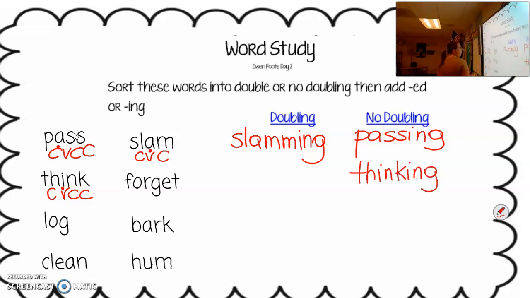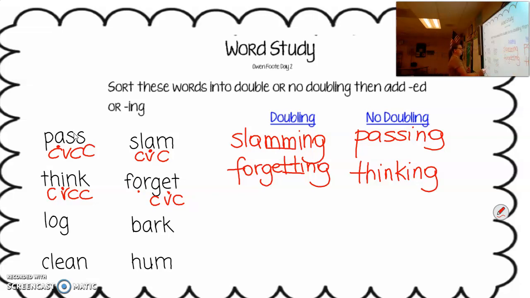Okay. Forget. Vowels here. Forget. CVC. Since it's a CVC word, I need to remember that I need to double. So it will be forgetting. I double that final consonant.